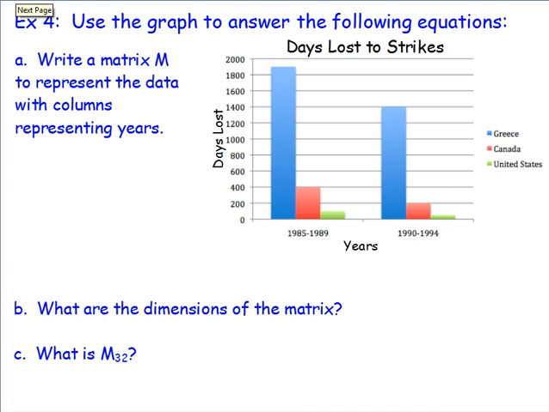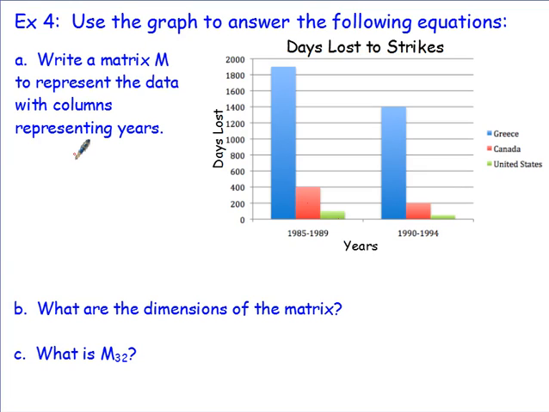You have a graph here that talks about the days lost to strikes. As you can see, we have 1985 to 1989 and 1990 to 1994. We have 3 countries, Greece, Canada, and the United States. So blue is Greece, red is Canada, and green is the United States. Write a matrix M to represent the data with columns representing the years. So your columns are your years.